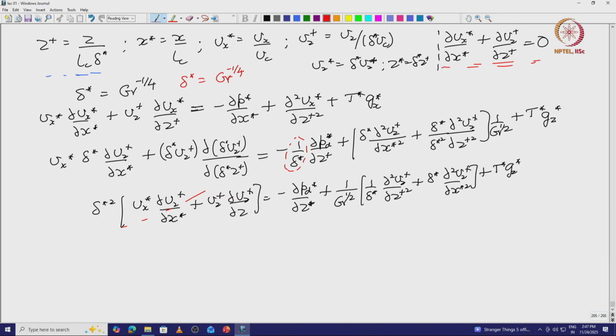Similarly, on the right side I have 1 over Grashof power 1/2 times 1 over delta. Delta is Grashof power minus 1/4. Therefore, this entire term is multiplied by Grashof to the minus 1/4, which is also small. Ultimately, the z momentum conservation basically reduces to 0 is equal to minus partial P d by partial z plus. So, that is the z momentum conservation equation within the boundary layer. The pressure gradient across the boundary layer in the z direction is 0. That is the scaled equation in the cross stream direction.